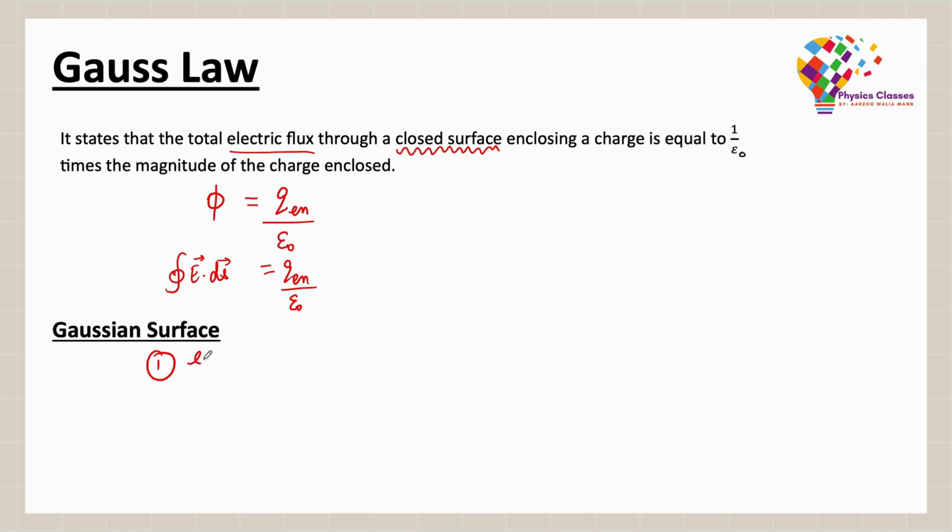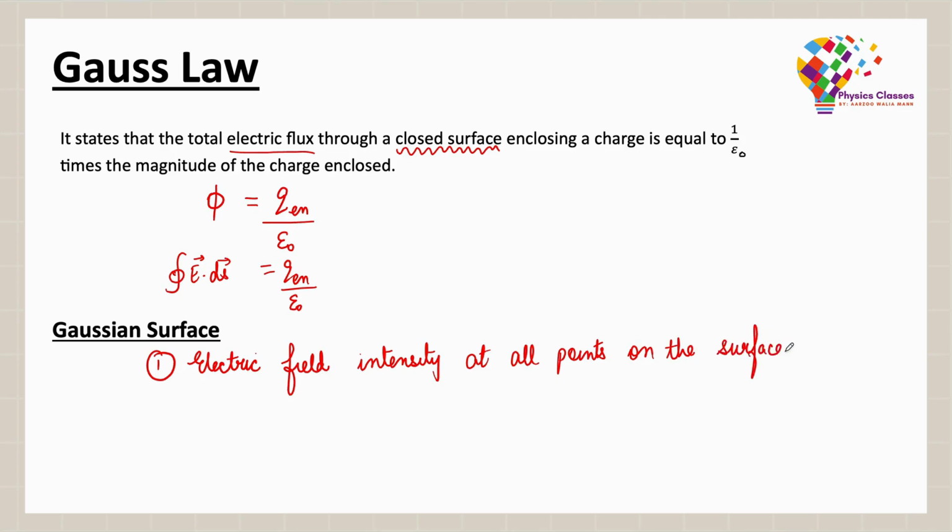Now, while choosing your Gaussian surface, you're supposed to take care of two things. One, the electric field intensity at all the points on this surface should be the same. So the first point would be that the electric field intensity of your chosen Gaussian surface should be the same at all points on the surface. This is one thing that you have to keep in mind while choosing your Gaussian surface.